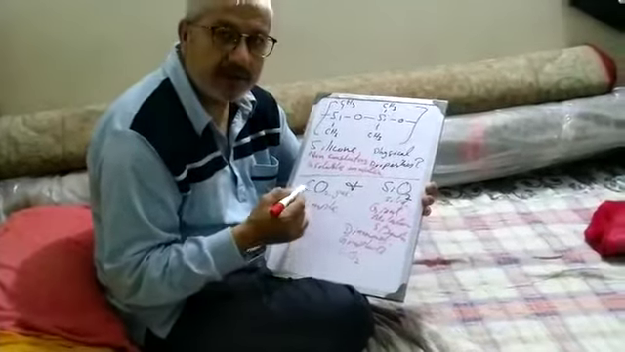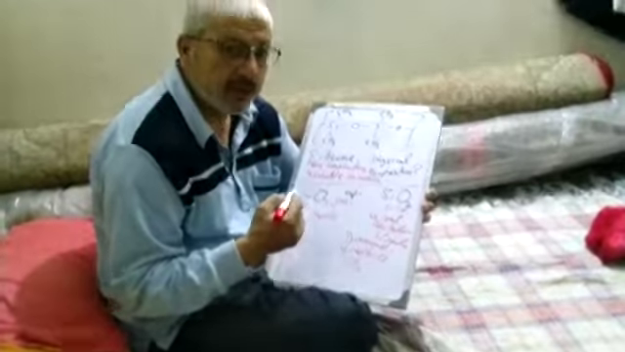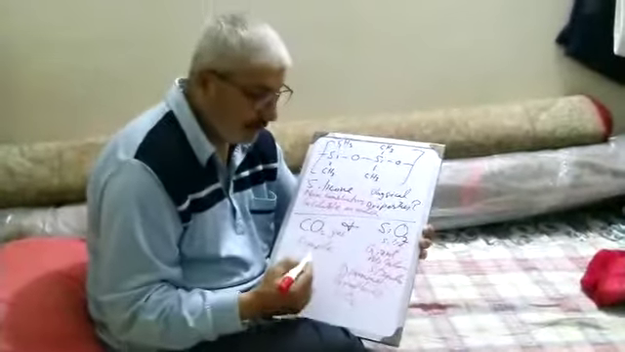Carbon dioxide, on the other hand, has very low melting and boiling points because it is a simple molecular structure. It is a covalent compound. So this is the answer.